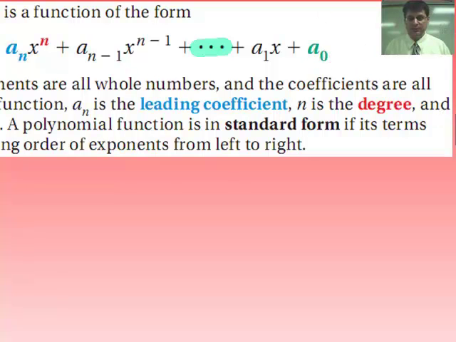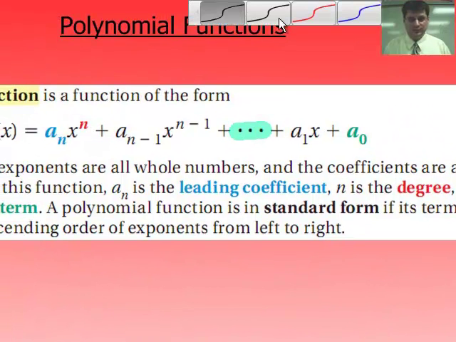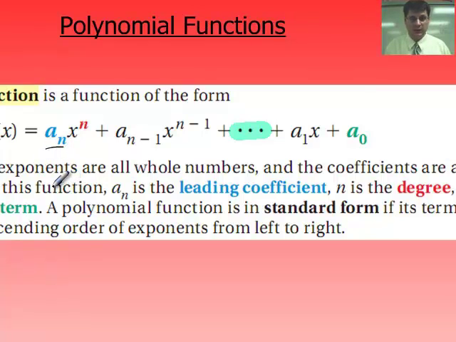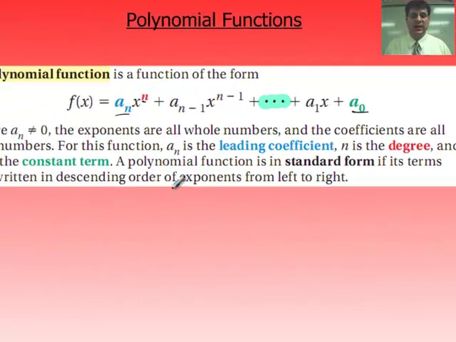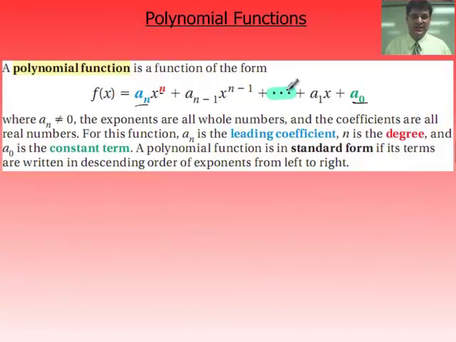So, for instance, the way you could read this is, a sub n here is known as my leading coefficient, so the very first coefficient, and n here is the exponent on the first term, and that's known as the degree of the polynomial. And then we talked about a sub 0 being the constant. And this is known as the standard form of a polynomial. It's also important to point out that the exponents are in descending order.